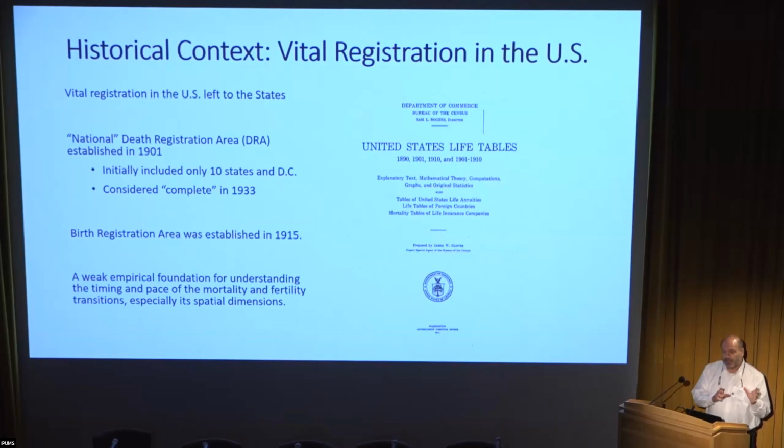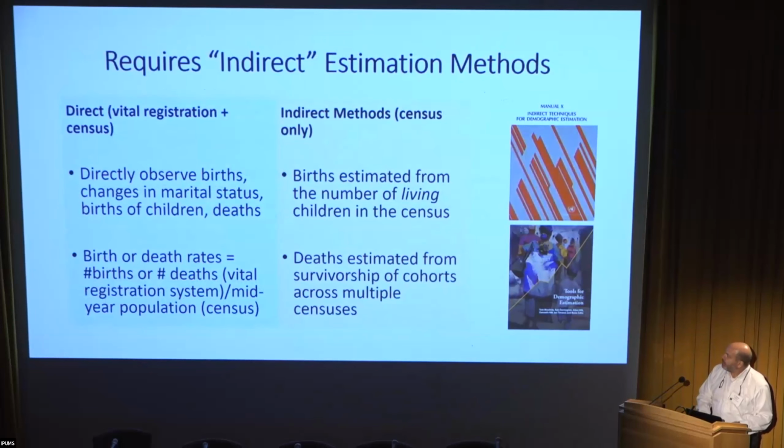I will say the data have been used, and you can find, if you're interested in life expectancy, say in 1900, 1910, these data have been used, but they're only for the 10 states. So they're not representative. They're probably under-registered. So we have only national data up to that point. So we're going to be using what we call indirect methods.